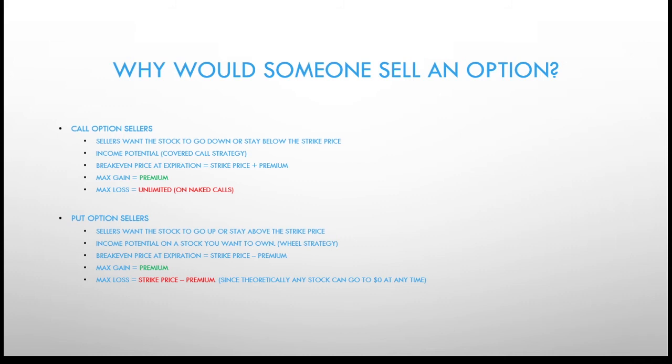The break-even price on a put sale at expiration is the strike price minus the premium. The max gain is the premium you received up front, and the max loss is the strike price minus the premium you received, because theoretically any stock can go to zero at any time.